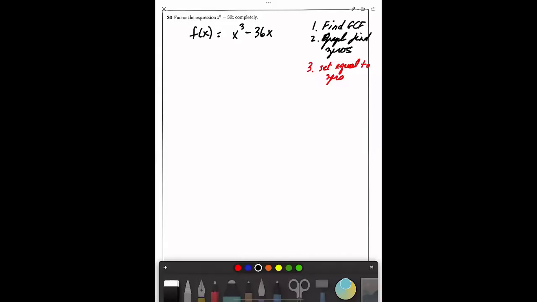This is question 30 from the June 2025 Algebra 1 Regents exam. So basically they've given us an expression. They want us to factor it. It's a binomial expression. They want us to factor it completely.